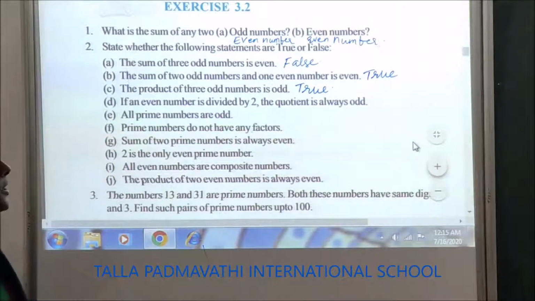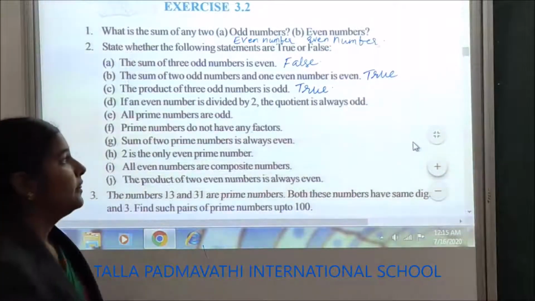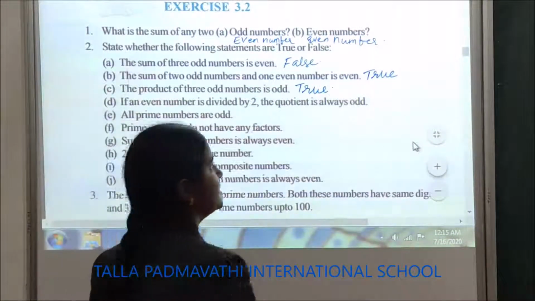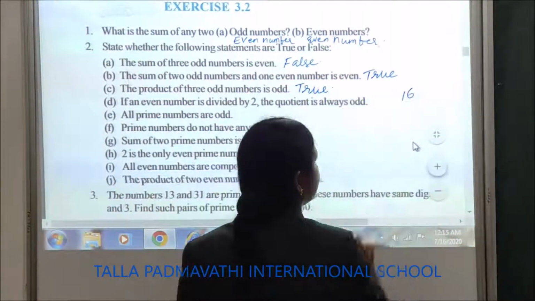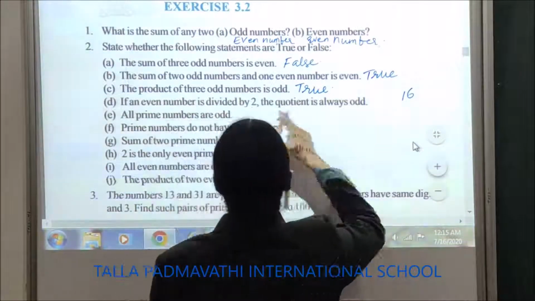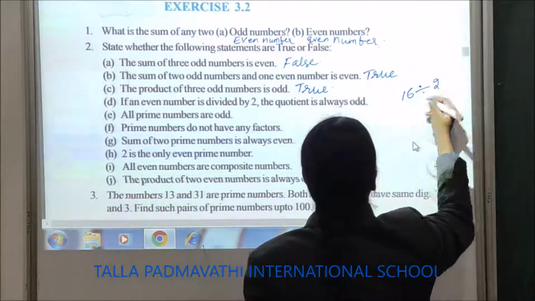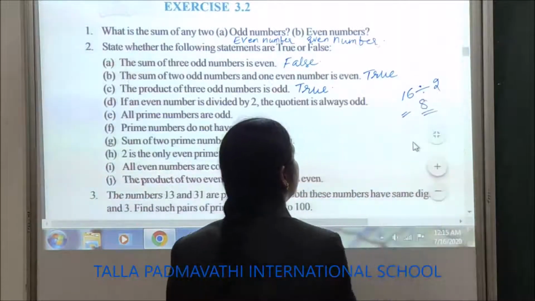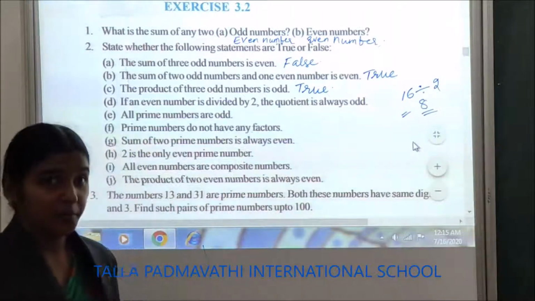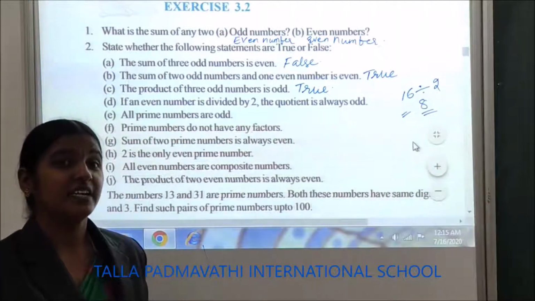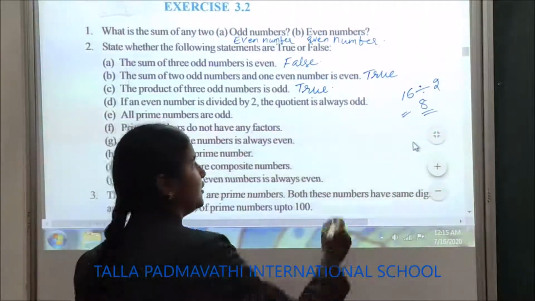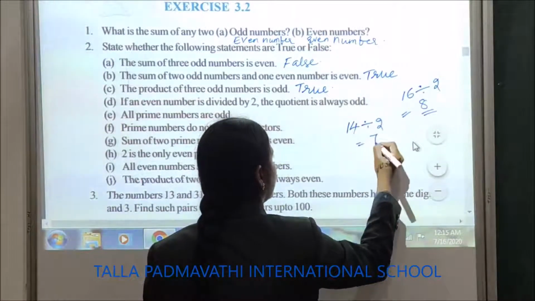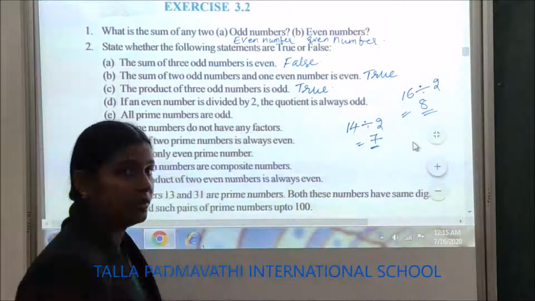Next. If an even number is divided by 2, the quotient is always odd, it seems. Is it correct? So let us take an even number, that is 16. When it is divided by 2, the quotient we are going to get is what? The quotient is 8. Is 8 an odd number? No, it is an even number. Suppose we take 14. 14 divided by 2 is 7. Yes, here it is 7. It is an odd number.